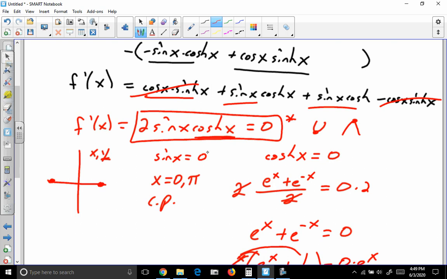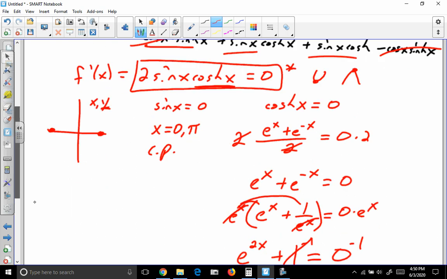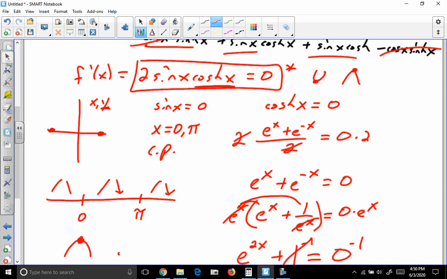Or we could just test the slope on each side. We can make a number line and say here's 0, here's pi. Are we going up or down here? Are we going up or down here? Up or down here? Remember, at a critical point, if we go up and then down, it's a maximum. If we're going down then up, it's a minimum. So I'm going to leave that part for you, but the main thing I wanted to do is to help you get the critical points here.